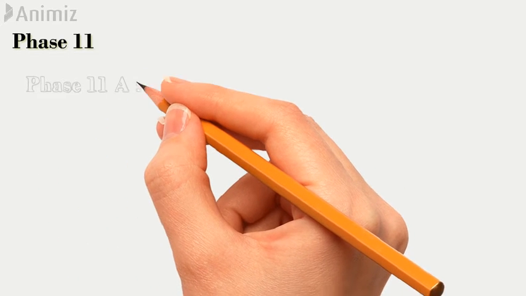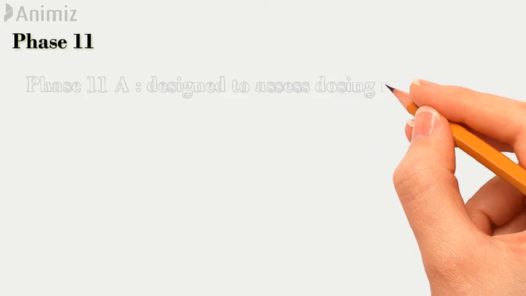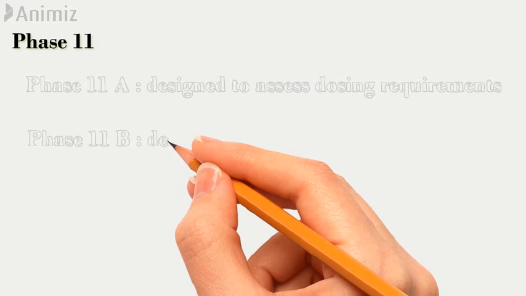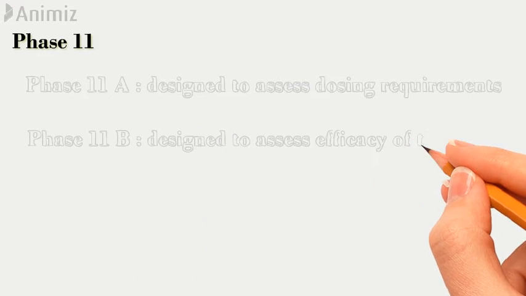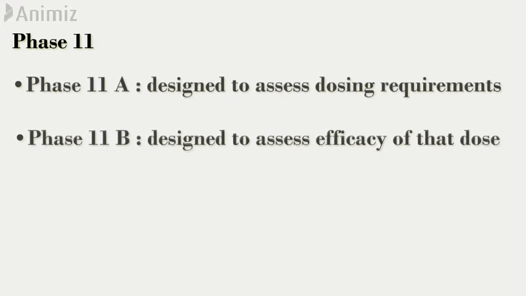There are 2 stages for this phase, phase 2A and phase 2B. Phase 2A is designed to assess dosing requirements or amount of drug to be given to treat the disease. And phase 2B is specifically designed to study efficacy or how well the drug affects at the prescribed dose. Then phase 3.